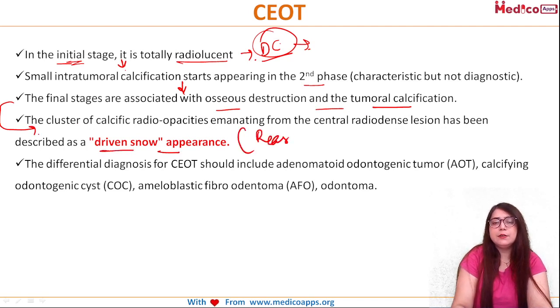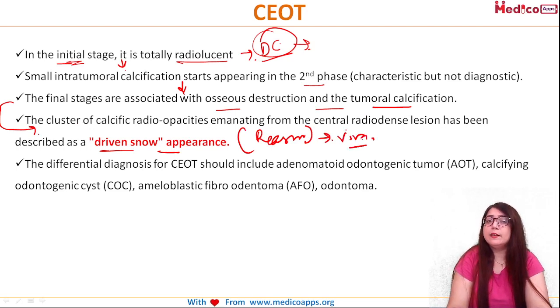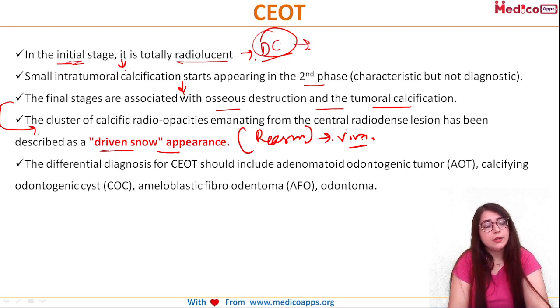So this is the reason, and this is one of the very commonly asked questions in your viva, whether it is oral medicine and radiology viva or oral pathology viva. So you need to know the reason why exactly the snowdriven appearance is seen. So if the examiner is asking, you need to tell that radiographically you can see three phases. In the first phase there will be complete radiolucency. In the second stage you can see minor calcifications, but they're not characteristic. Now in stage 3 there will be complete destruction, that is osseous destruction and tumoral calcification, and that will eventually give rise to the snowdriven appearance.